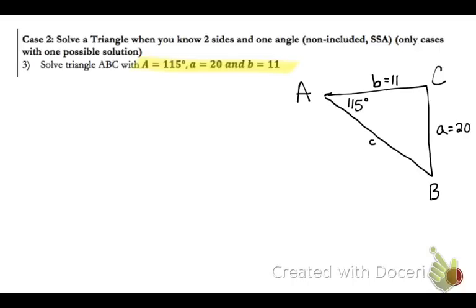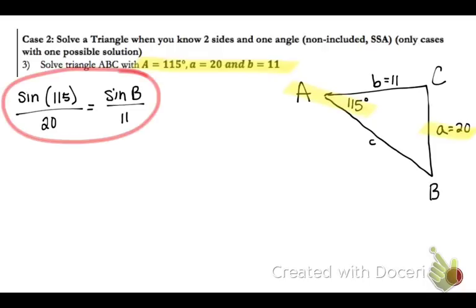All right, we need to first stop and think, what do I know both of? I don't know any part of C. I know both of my A's, and I only know half of B. So we're going to start with A's and B. So we have sine of A, which is 115, over little a, which is 20, equals sine of B, because we're solving for an angle this time, over 11. Always double check and make sure at this point that you only have one variable. So my only variable here is my capital B.